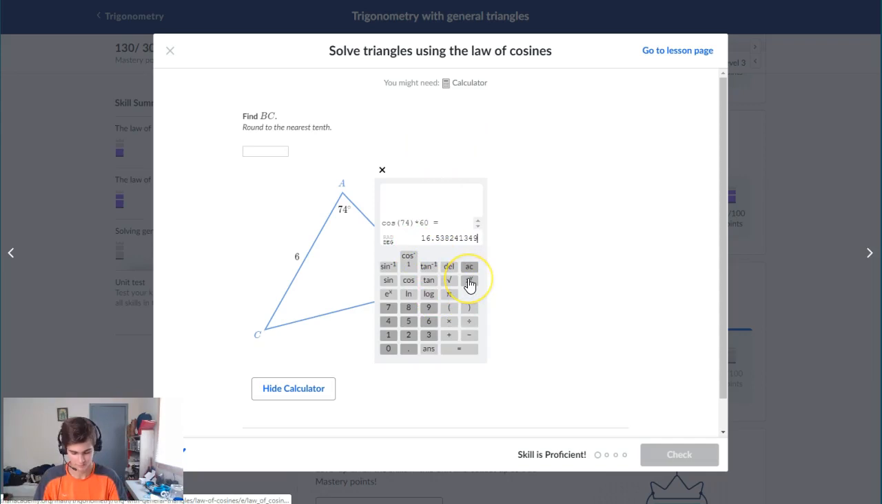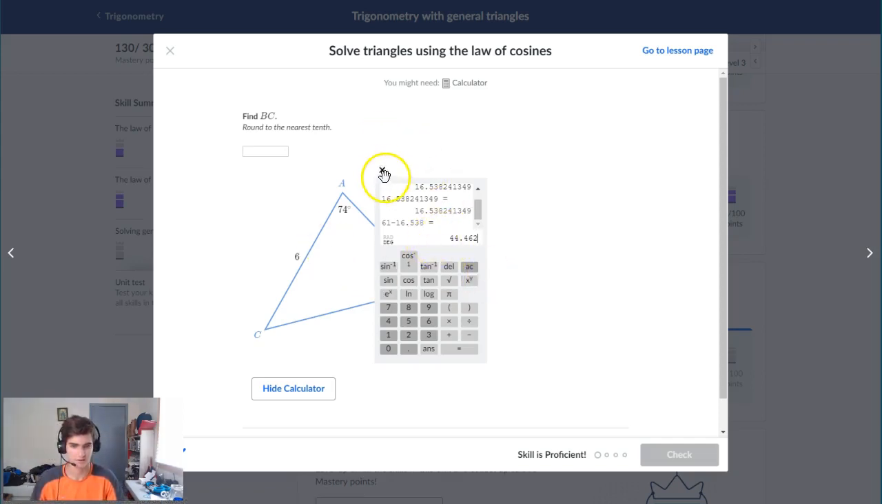So let's enter 61 minus 16.53. Okay. So that equals 44.462. So now we know c squared is equal to 44.462.